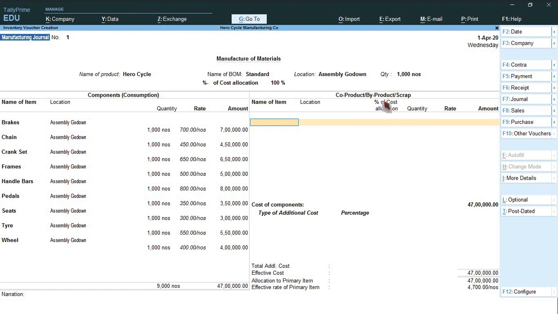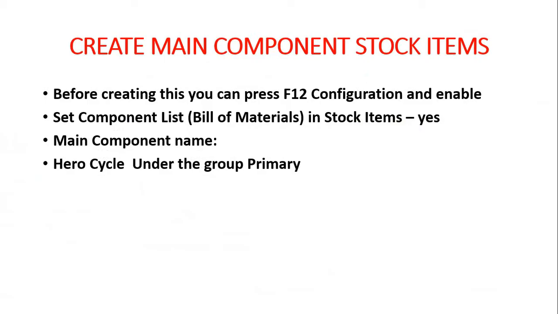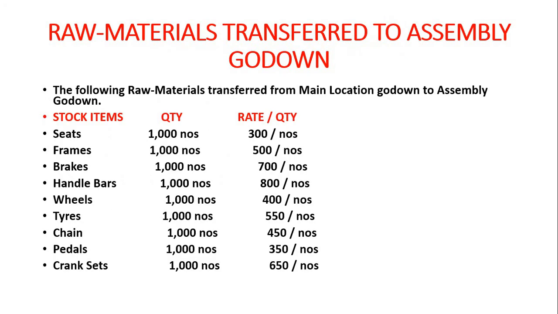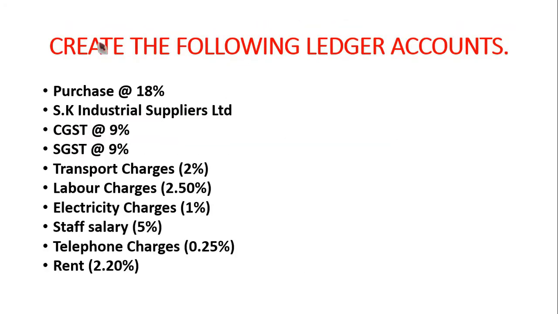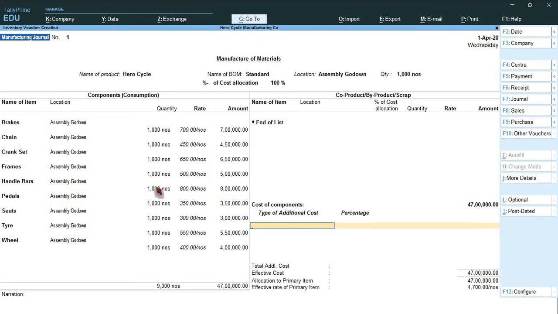See here, co-product, byproduct or scraps item. If anything is pending in the godown, in the assembly godown, you have to select and type. So here nothing is pending in assembly godown, you move to the next option. So type of additional cost. I have already given the list of additional costs. So this is transport charges. Select transport charge.